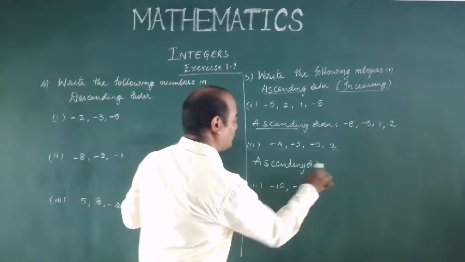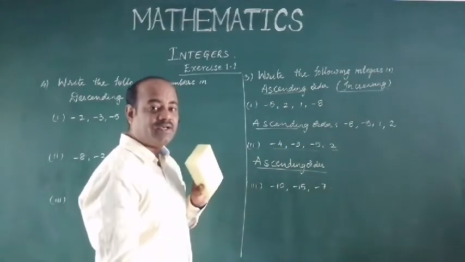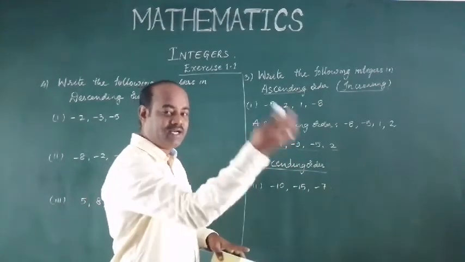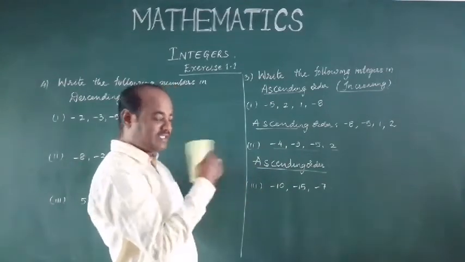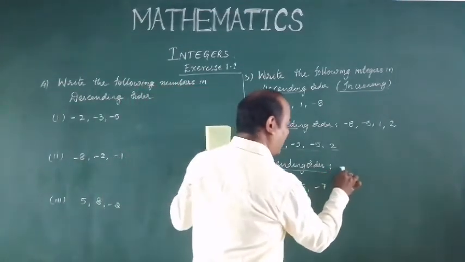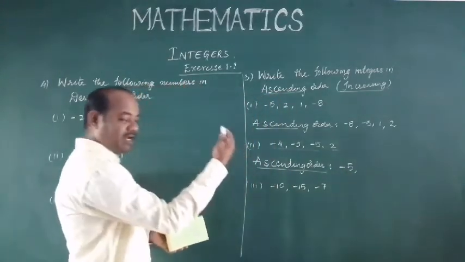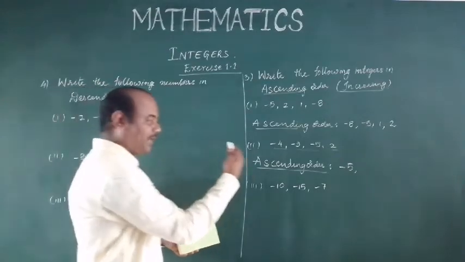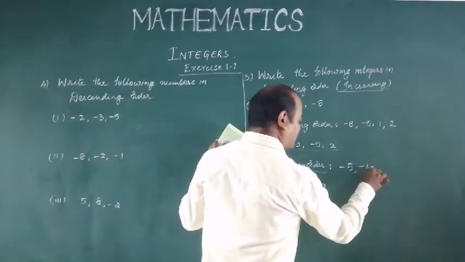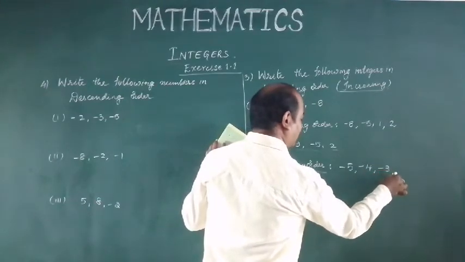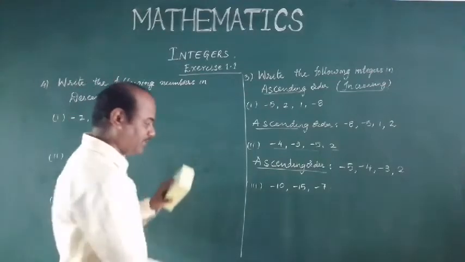Ascending means small to big. Small is minus 3 or minus 4 or minus 5. So, generally 5 is greater than 3. Here, negative means minus 5 is less than minus 3. So, minus 5 is left side to the minus 3 on number line: 0, minus 1, minus 2, minus 3, that means minus 4, minus 5. Minus 5 is left side. Next, minus 4. Next, minus 3. Next is 2 here.